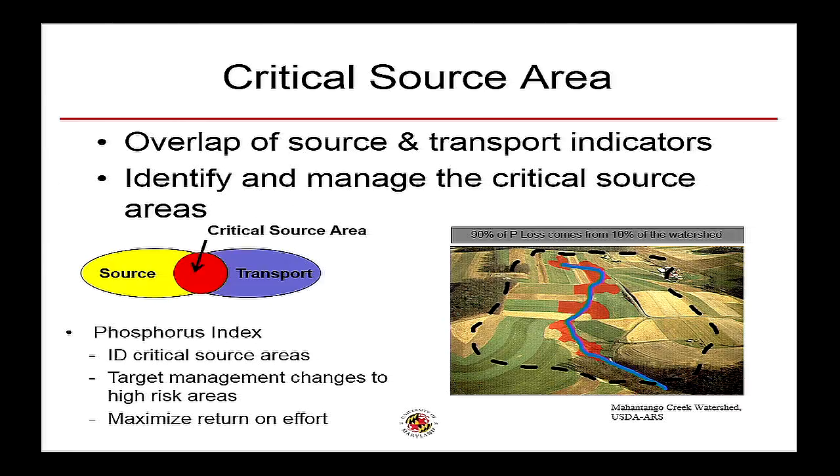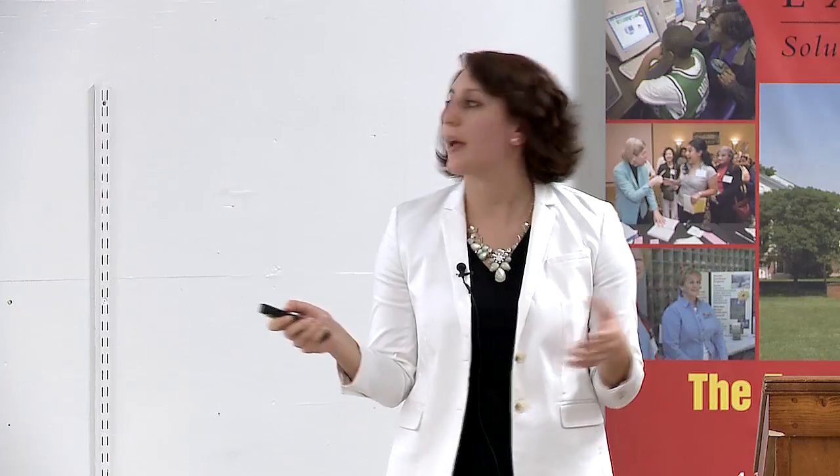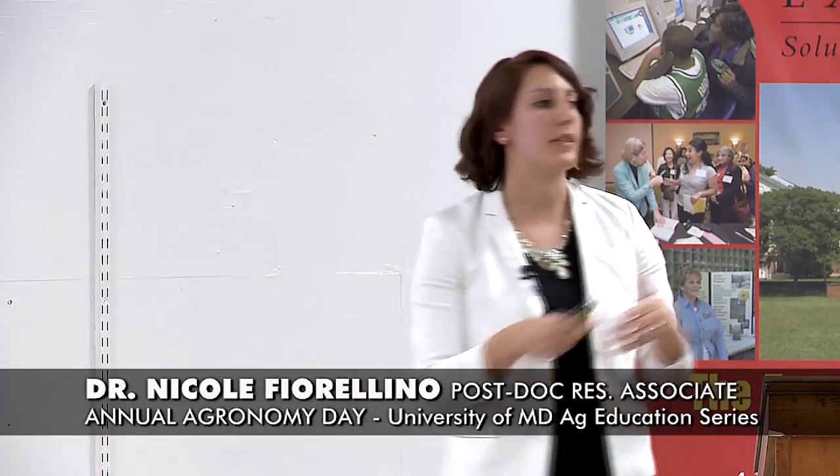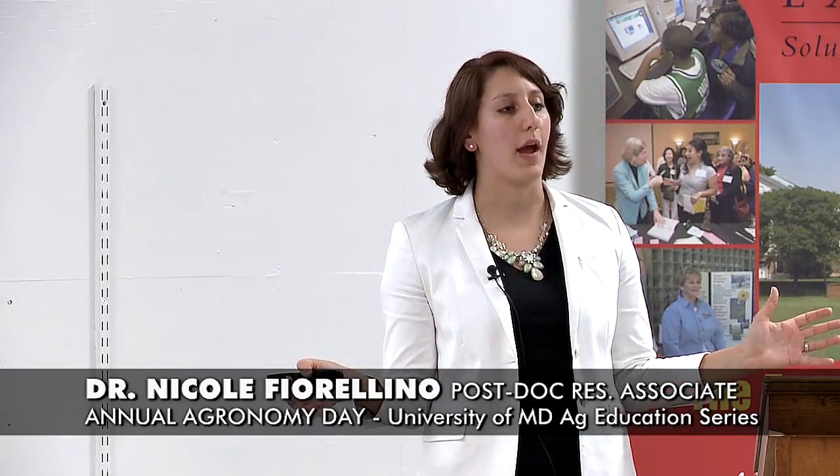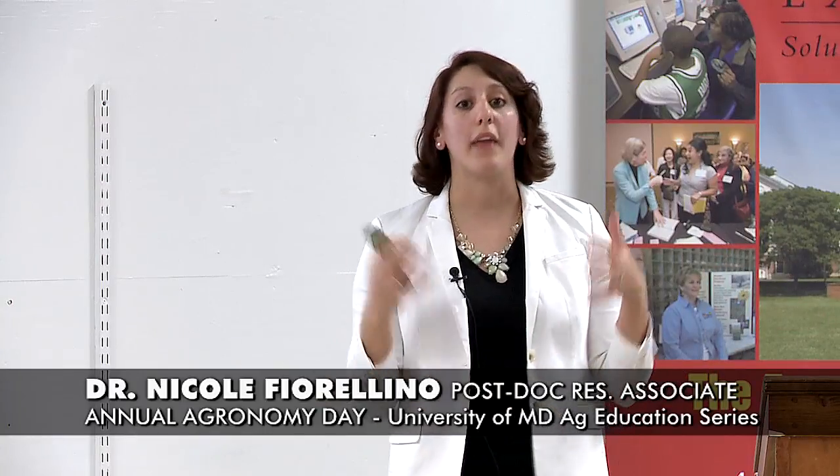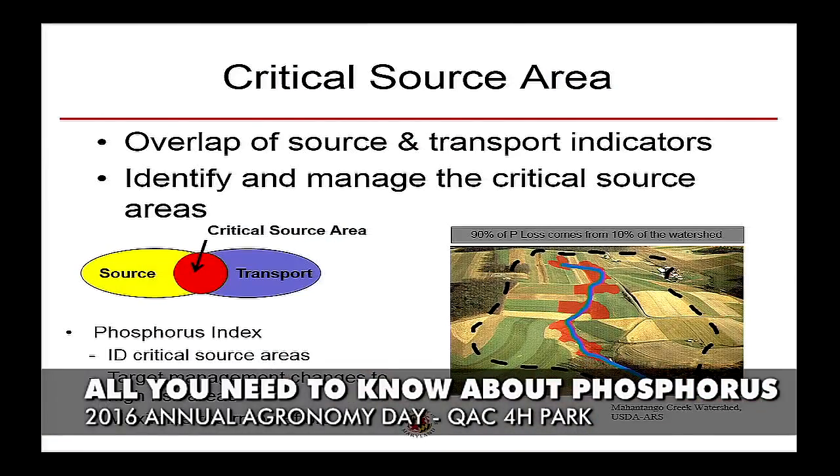The point of the P index is to find these red spots where there's both a source of phosphorus and a transport pathway acting on it. We call those critical source areas. And so the point of the P index is to identify those, and then moreover, to target your management practices to those specific areas, right? What's the point of implementing these management practices on this field over here when it's not contributing any phosphorus to the problem? We need to be focusing our solution on the areas that are causing the problem. And this really helps us maximize our return on our effort, right?